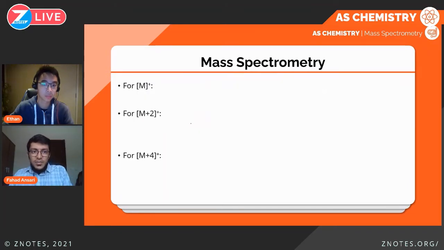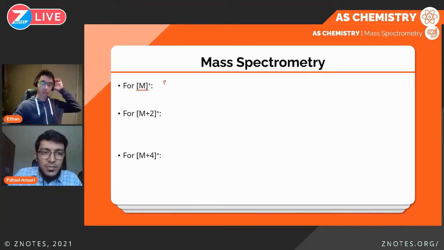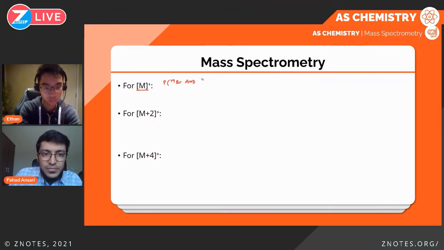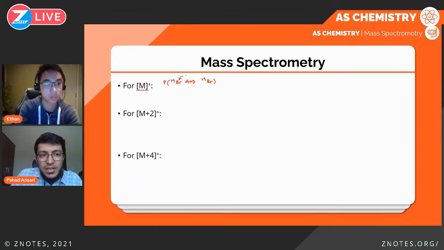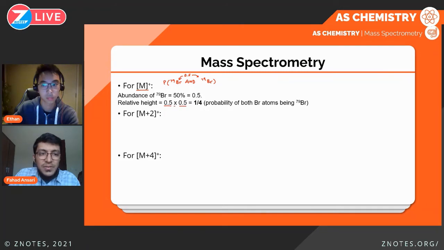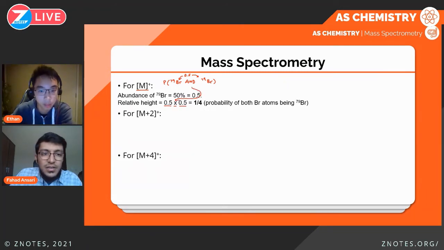So on to the probabilities for M, it's going to be the probability of bromine 79 and bromine 79. So both atoms need to be of the lighter isotope. And we know that both bromine isotopes are of an equal abundance, right? They're of an equal abundance of 0.5. So the probability of this is going to be 0.5, and so is this. So just multiply 0.5 with 0.5. The multiplication comes because of the "and," right? And so we have 1 over 4, which is the probability of both bromine atoms being of the 79 isotope. For M plus 2, again, the calculation is similar to what we did for chlorine.